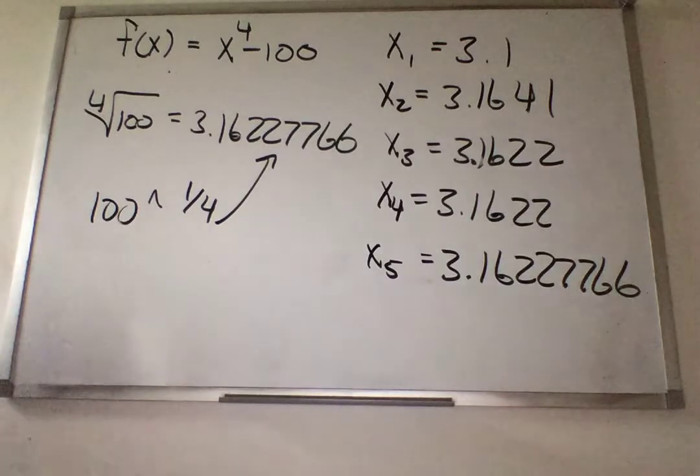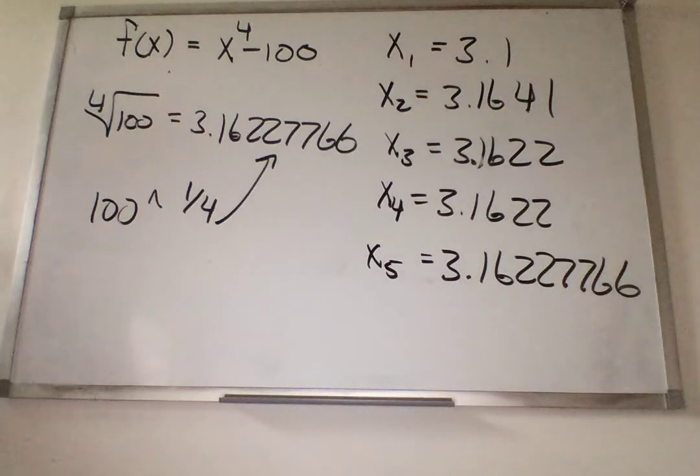Okay? Now, you should go ahead and try the next problem. It's the 4th root of 27. The 3rd root of 27 is about 3, so the 4th root of 27 may be a little bit under 3.